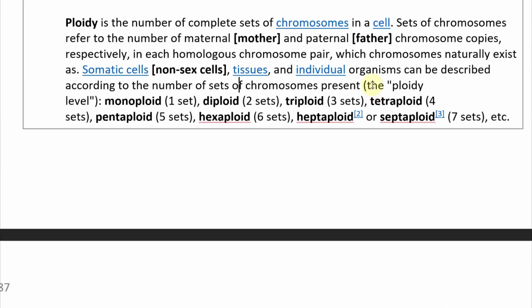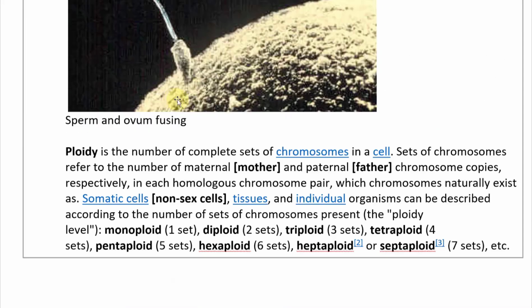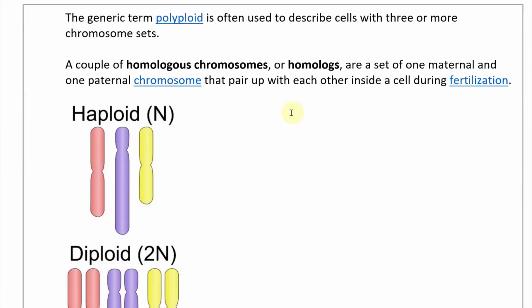So there are different numbers of copies of these complete sets of chromosomes, which contain part or all of the genetic material of the organism. The generic term polyploid is often used to describe cells with 3 or more chromosome sets, so 3 or more copies of the chromosomes.